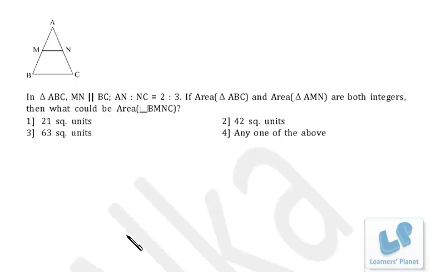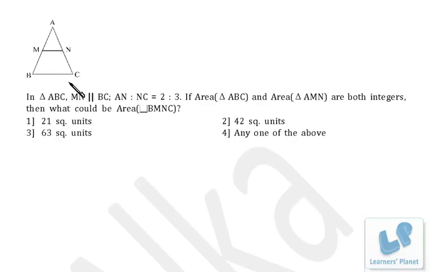Now friends, let's see this problem based on geometry here. In triangle ABC, MN is parallel to BC, AN to NC is 2:3. If the area of triangle ABC and area of triangle AMN are both integers, then what could be the area of BMNC? BMNC is a trapezium, and we have to find out the area of that. Now friends, AMN and ABC, both of them will be similar triangles, because MN is parallel to BC. That means this angle is equal to this angle and this angle is equal to this angle. That means it is a set of similar triangles.